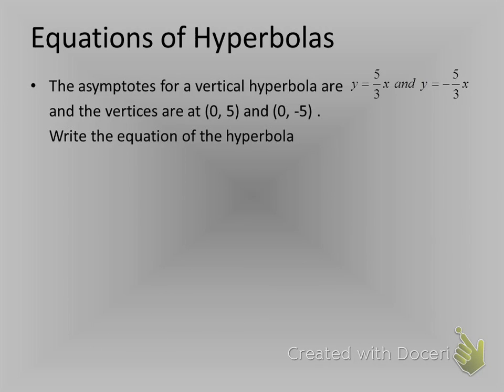All right, number 2. The asymptotes for a vertical hyperbola are y equals 5/3 x and y equals -5/3 x. The vertices are at 0, 5 and 0, -5. Write the equation of the hyperbola. What's the first thing you should always do? Find the center. Okay, actually something else, because the last time you didn't have to because I gave it to you. Decide if it's vertical or horizontal, even though it may tell you, or you sketch out a little picture to figure that out.